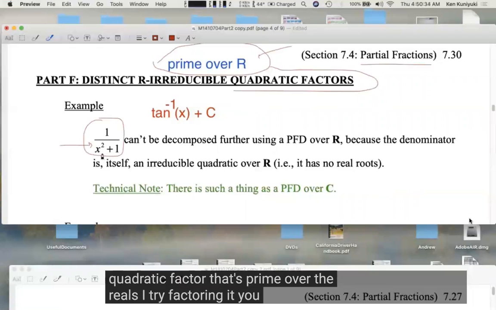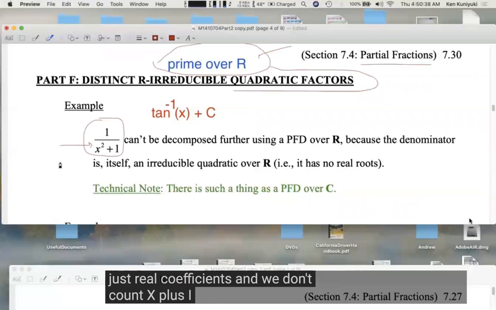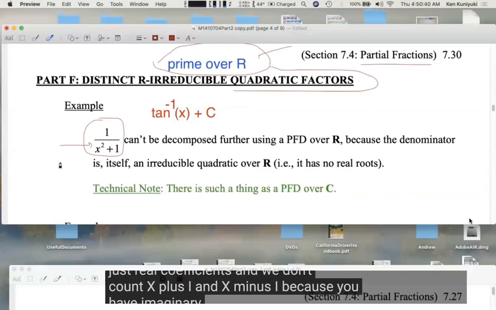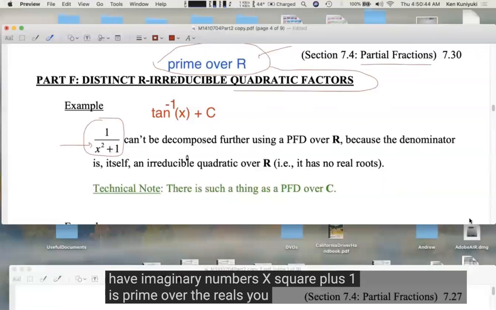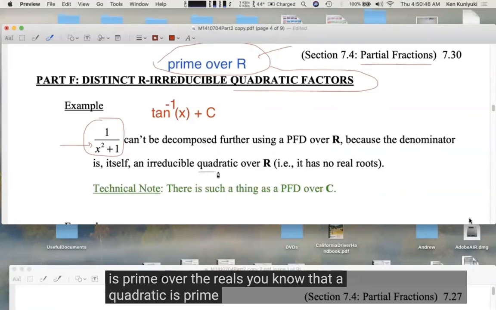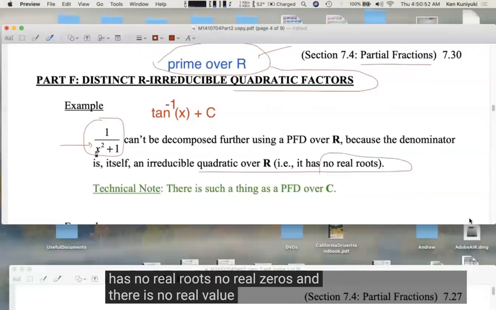Try factoring it. You can't with just real coefficients. And we don't count x plus i and x minus i because you have imaginary numbers. X squared plus 1 is prime over the reals. You know that a quadratic is prime over the reals if it has no real roots, no real zeros, and there is no real value for x that makes the bottom equal to 0. So here's an example of such a factor.